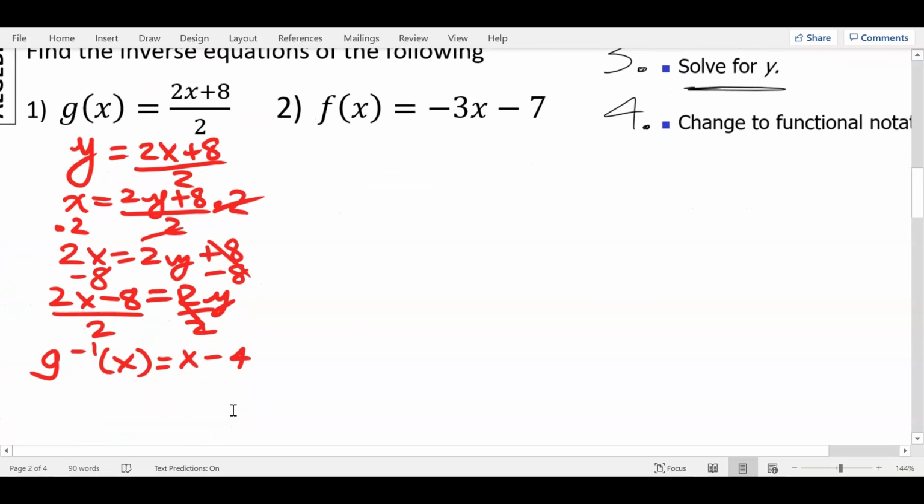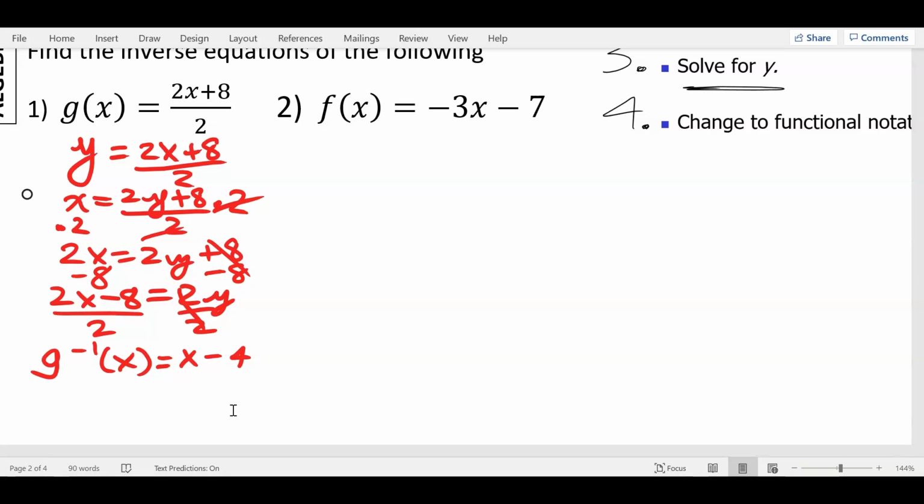All right, so number 2. Same idea, except it's f of x. Same idea with the notes. F of x becomes what? Y equals negative 3x minus 7.